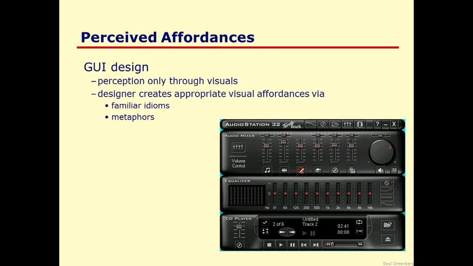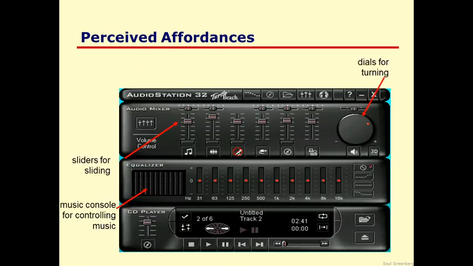So perceived affordances, GUI design. So here you can see those knobs, here you can see all those buttons. So perception only through visuals. Designers create appropriate visual affordances via familiar items and metaphors. So you can see a dial for turning on the right top, right? So you know where it is turning, the sliders for sliding. So naturally, if you raise the level, it is going to go high, and if you lower it, it is going to go low.